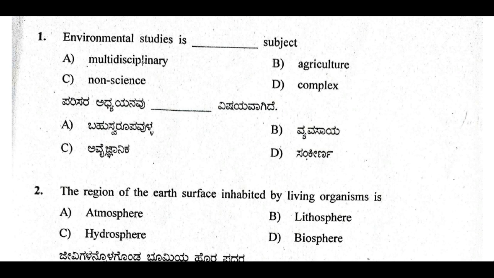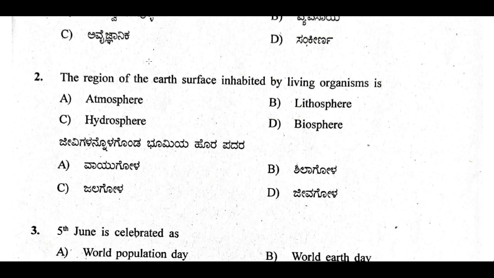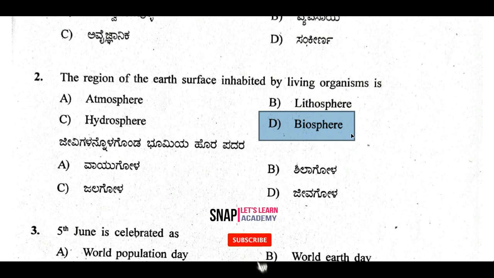Coming to the second question, the region of the Earth's surface inhabited by living organisms is option A, atmosphere, option B, lithosphere, option C, hydrosphere, or option D, biosphere? For this question, the right answer is biosphere, option D, because it is made up of the part of the earth where life exists. The biosphere extends from the deepest root system of trees to the dark environment of ocean trenches, to lush rain forests and high mountain tops. So therefore, biosphere is the right option.